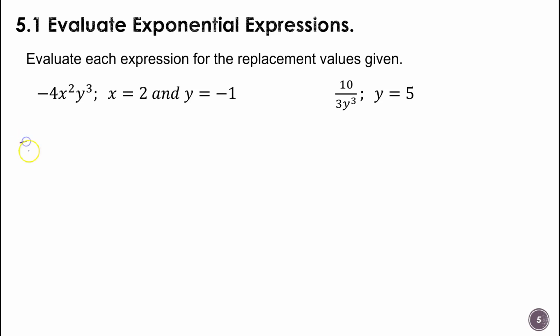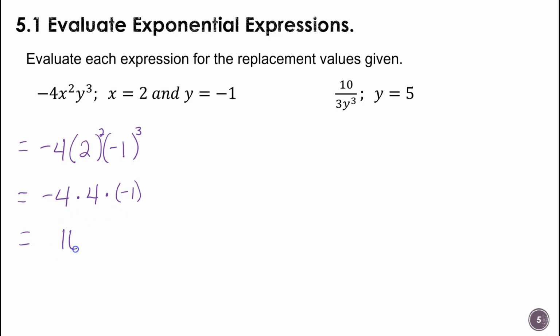So we're kind of doing the same thing, but we have to put in the replacements. All right, so it's x squared and y to the 3rd, and x is 2, y is -1. So -4 times 4 times, I'm going to put parentheses on that since it's negative 1, because negative 1 to the third power is still negative 1, because it's to an odd power, negative 1 times negative 1 times negative 1. And then lastly, we're going to go ahead and multiply this, and we end up with a positive 16, right?